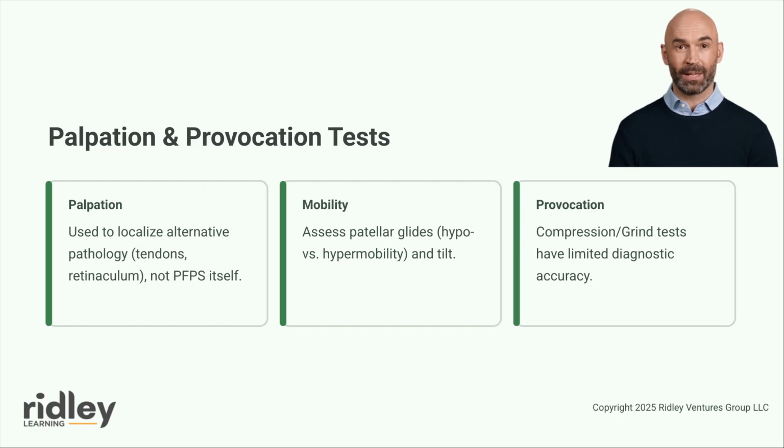The patellar tendon, quadriceps tendon, medial and lateral retinacula, and pes anserine bursa should be palpated to identify alternative or concurrent pathology. Patellar mobility testing evaluates the passive excursion of the patella in medial, lateral, superior, and inferior directions. Hypomobility, particularly in the medial direction, may indicate lateral retinacular tightness, while hypermobility suggests ligamentous laxity or prior patellar instability.